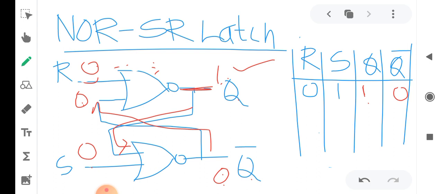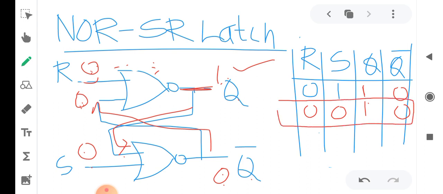See, not 0 into 0, 0 plus 0 is 0. 0 complement is 1. Then if 1 is fed to here, in this one, 1 plus 0 is 1. 1 complement is 0. Once again, for 0 0 the output will not change. So this we call the memory. This is the memory stage. Then I have made R equal to 1 and S equal to 0.